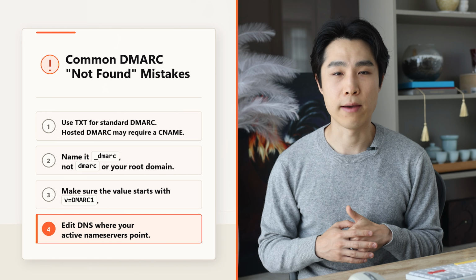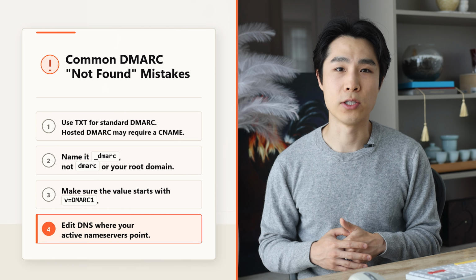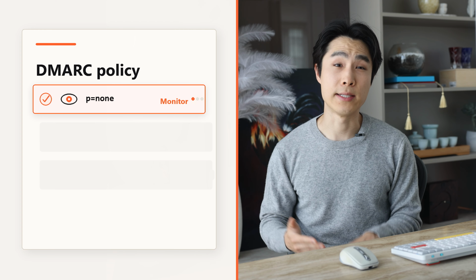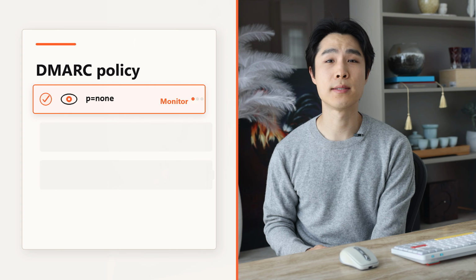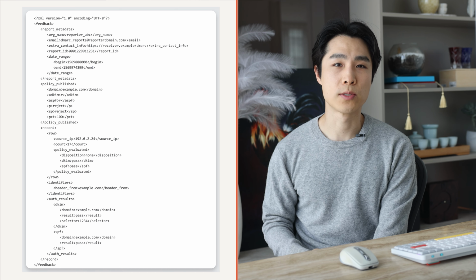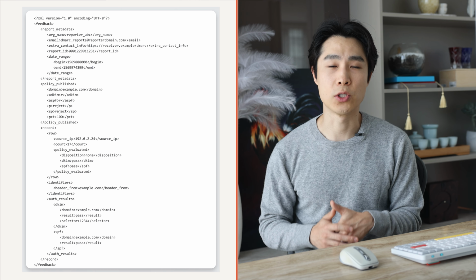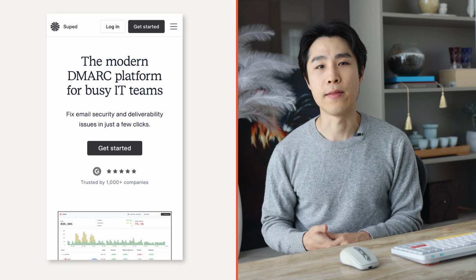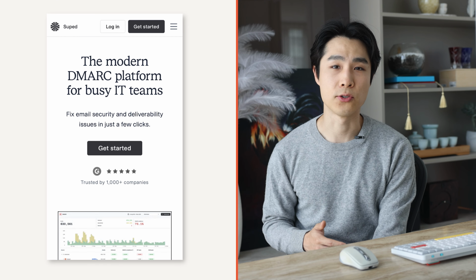Once the record is live, that DMARC record not found error should be fixed. But really, this is just the first step. Starting with p=none lets you collect those reports and see who is sending email from your domain. Those reports will come back as raw XML files, which are not really fun to read manually. And that's where a DMARC platform like Suped comes in.